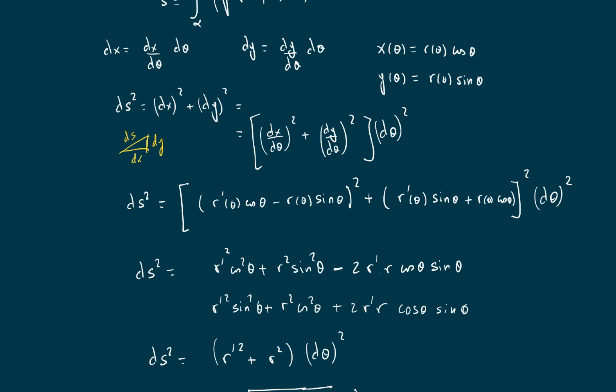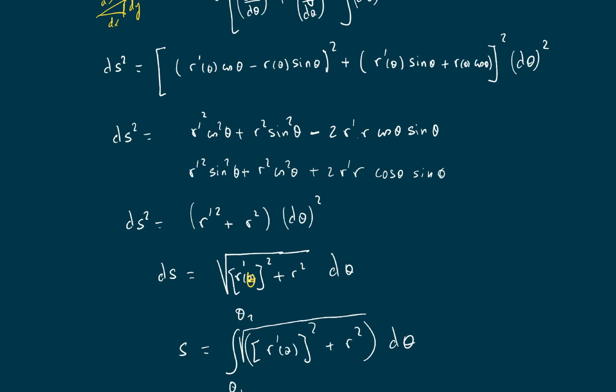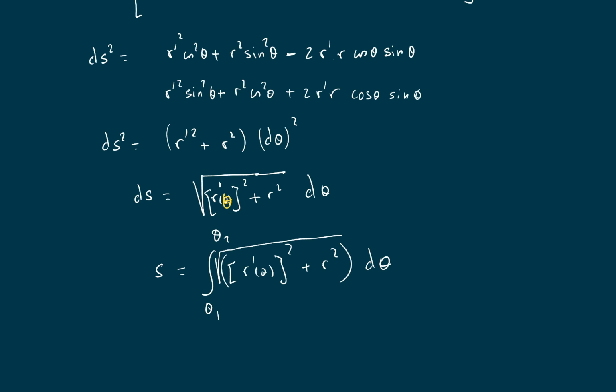As a conclusion, we have that ds is the square root of the derivative r prime of theta squared plus r squared, times d theta. And S is the integral of this expression. S is the sum of all the ds, so the sum of all ds is the integral of ds, and this is S. So this is the equation that we are going to use.